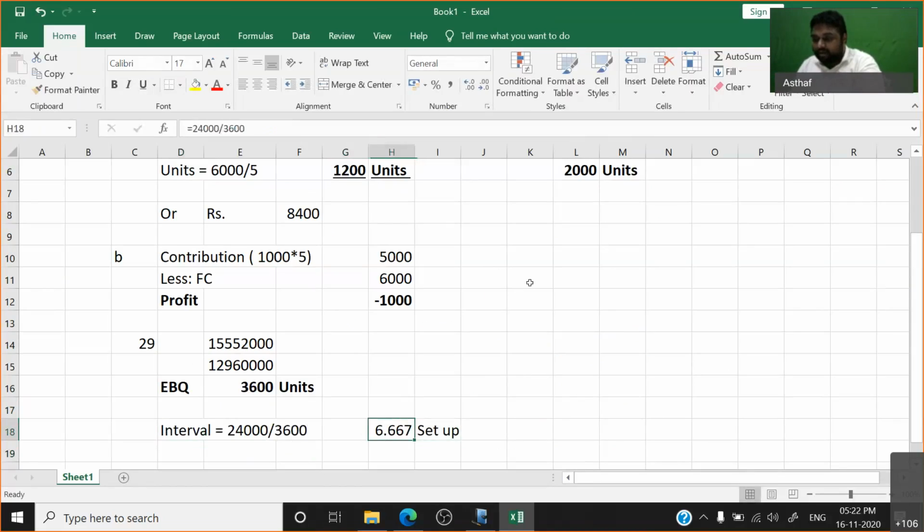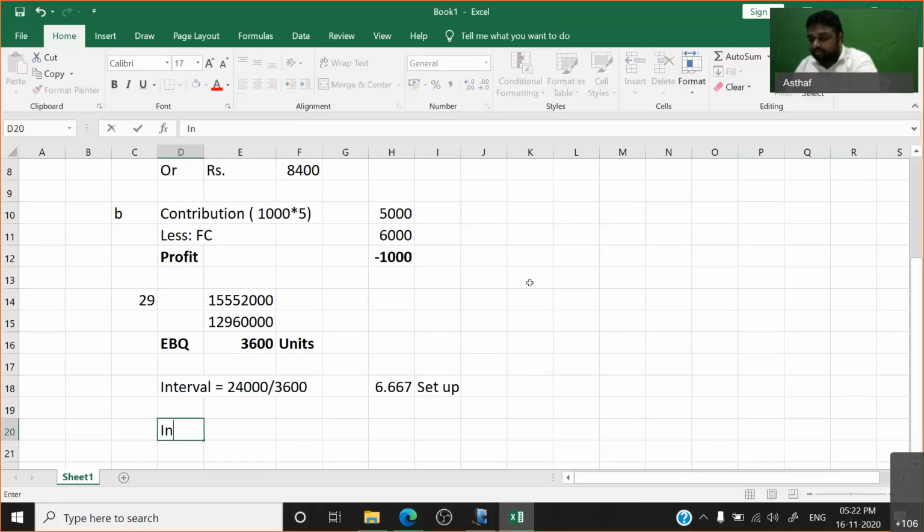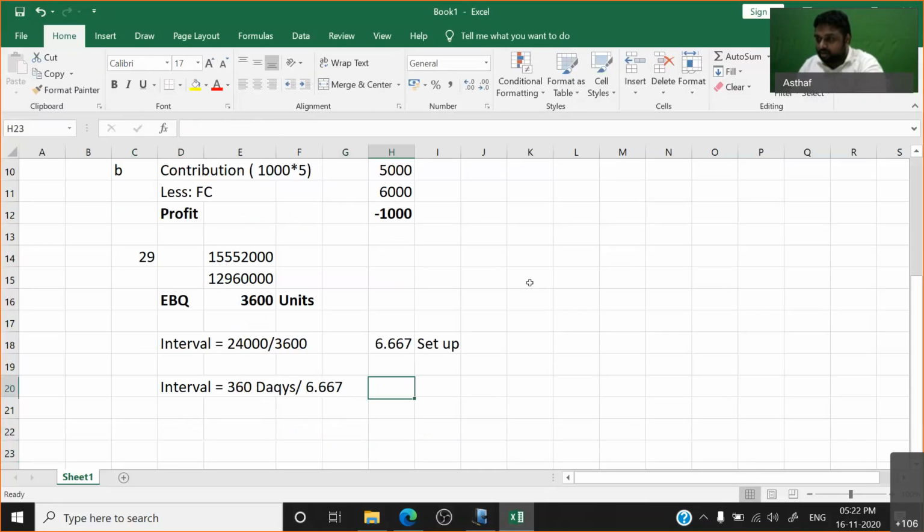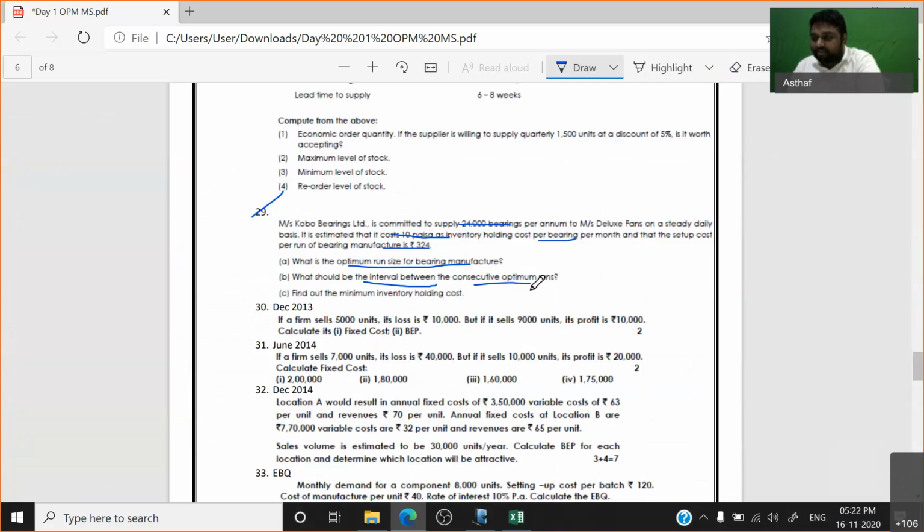So what will be the interval? Interval is a time gap. So interval means, let's assume 360 days, divided by 6.667. 54 days. Very good. Some friends, Bala, Risika, Chico and all, very fast. They are doing extremely well. So you got the interval will be 54 days.